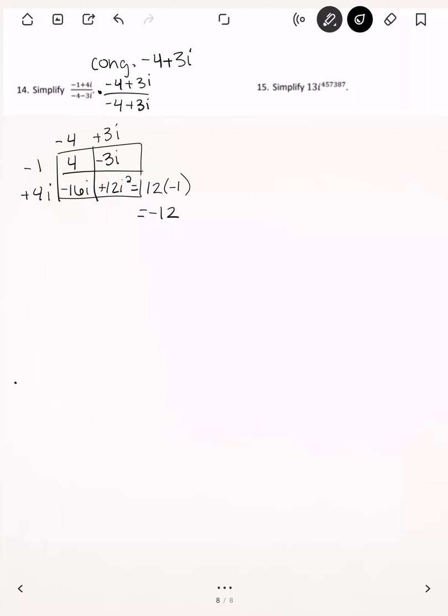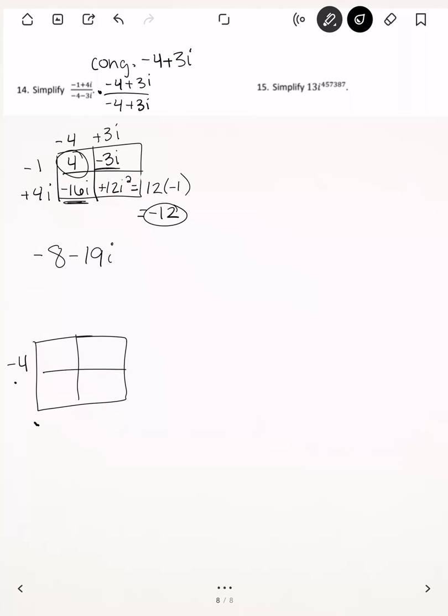So now I can combine my like terms. When I combine 4 and negative 12, I get a negative 8. And negative 16i minus 3i, I get a negative 19i. Awesome. Now I need to do the denominators. Again, I'm looking for just a number in the denominator, just a value. I do not want any i's in the denominator.